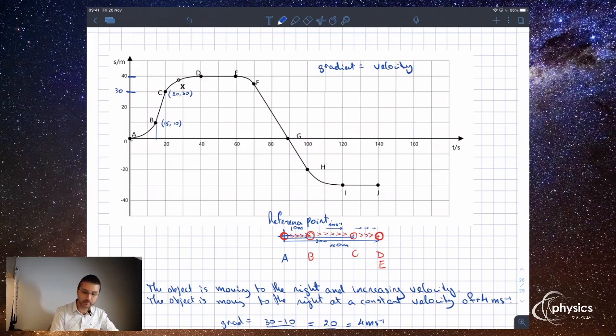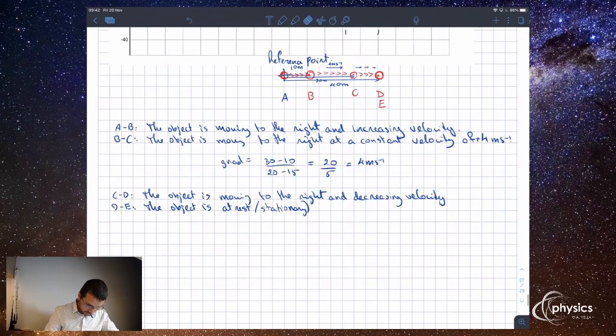Alright? Tajjeb? Infatti jekk taraw il-gradient ta' DE jekk nipprova mpinġi huwa orizzontali. U gradient ta' line li huwa orizzontali kemm jiġi l-answer? Kemm hu l-gradient tiegħu? 0. Infatti il-velocity hija 0 meters per second. Wieqaf. Alright? Taraw? Mela. So the object is at rest, stationary.